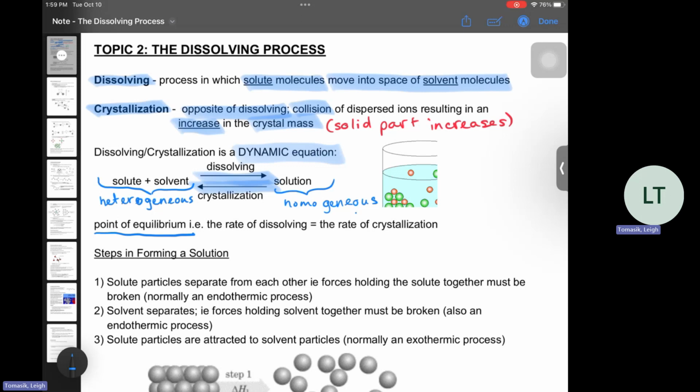Okay. And then there's a point of equilibrium. So if you start shaking salt into a container, there will be a point where nothing else can dissolve, right? So the rate of dissolving and the rate of crystallization will be equal.